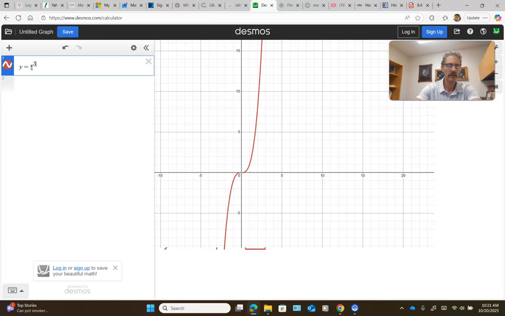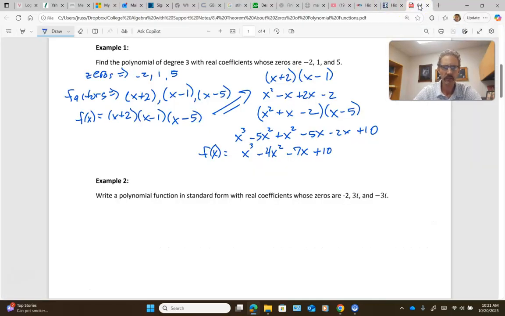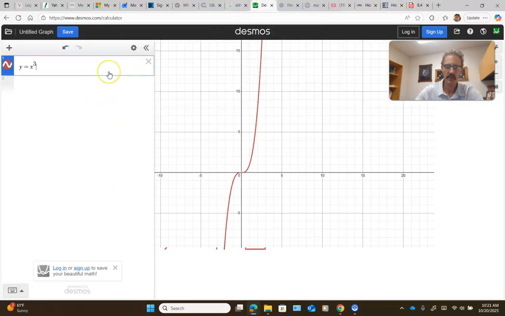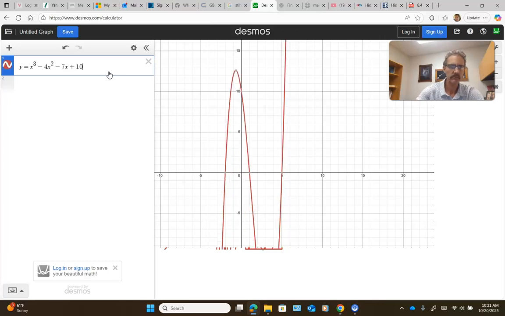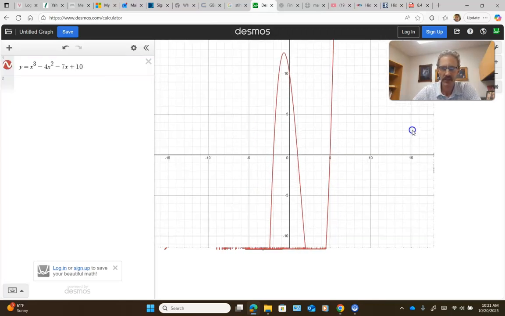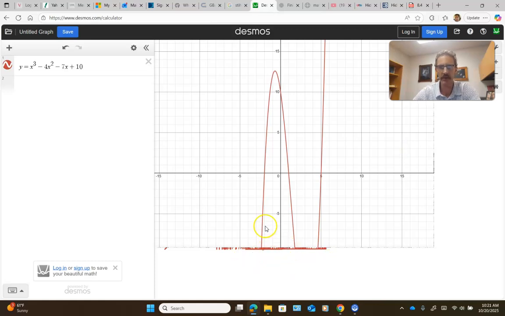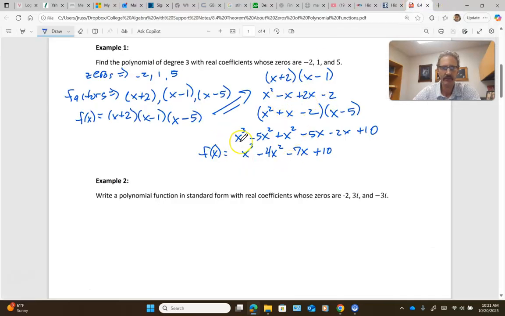So x cubed minus 4x squared minus 7x plus 10. Okay, and now let's look at this. I don't know why this is messing up on the bottom. Look and see where it crosses the x-axis at negative 2, positive 1, and at 5. Okay, just like we said it would.